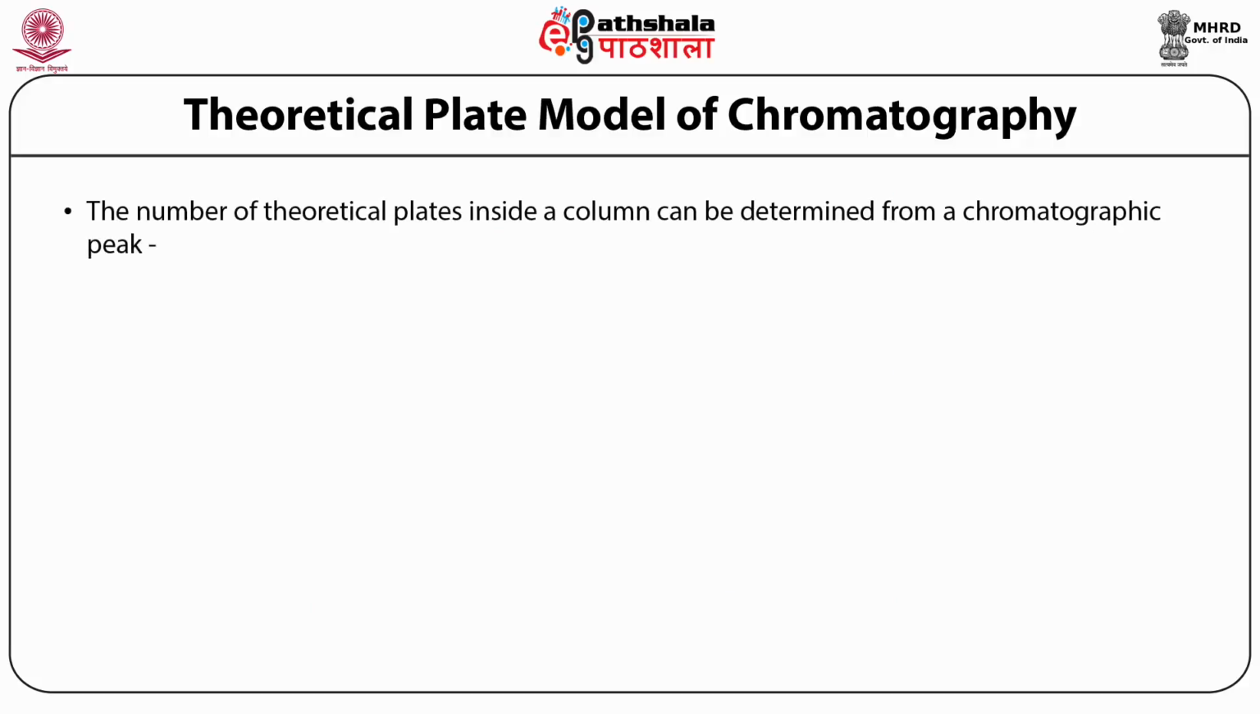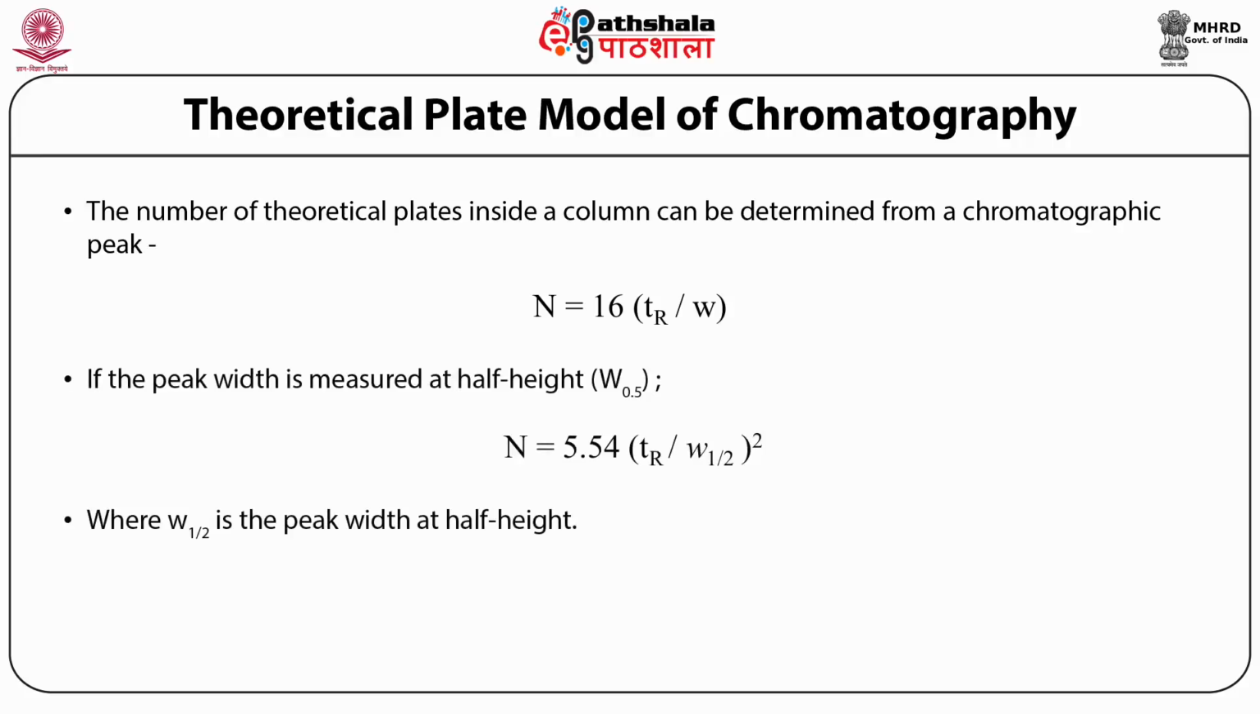The number of theoretical plates inside a column can be determined from a chromatographic peak. N is given as 16 times the square of the retention time of the given analyte divided by its peak width. Also, using the peak width at half height, we can derive N. The formula is given herewith.